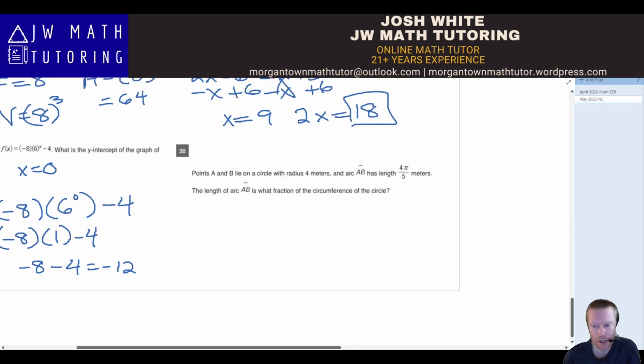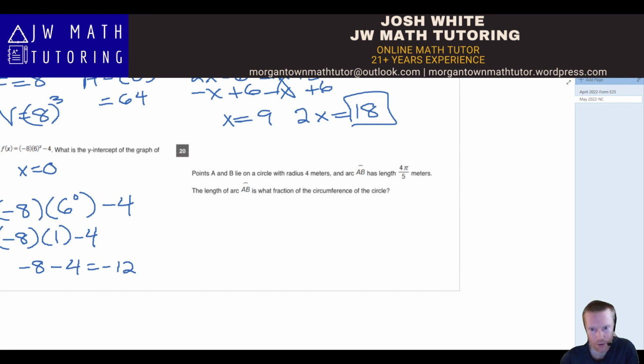The last question, this one on another version of the QAS had an error in the sense that the 4 pi over 5 meters was actually down in the sentence, and there was no length given in meters up here. It just said has length blank meters. So you still could have probably figured it out. The number wasn't actually wrong, but if you looked at it, it was a little confusing because it didn't quite make sense. So this is one of the other ones that was messed up in the other version of QAS.